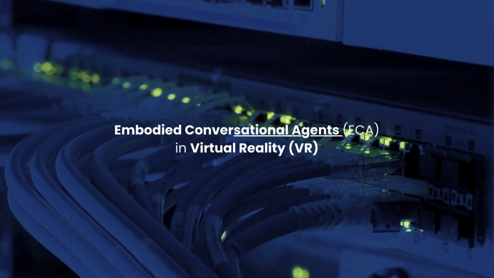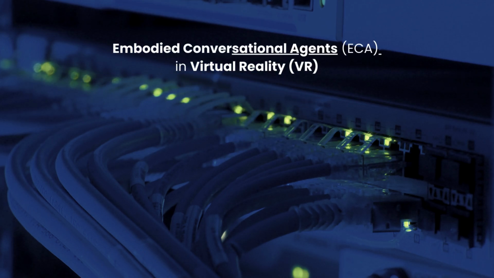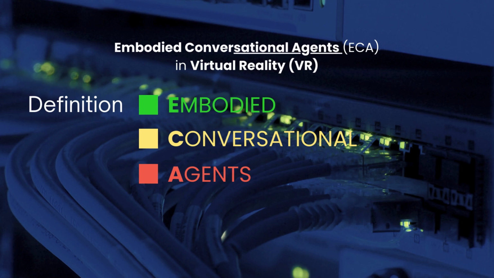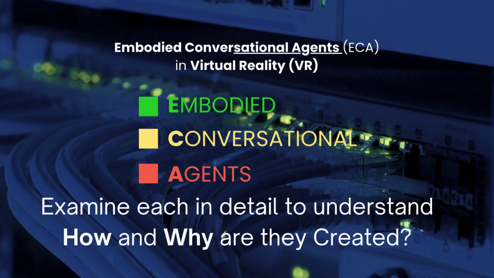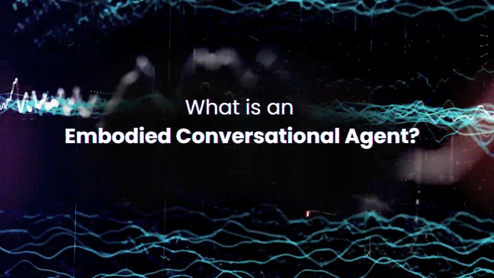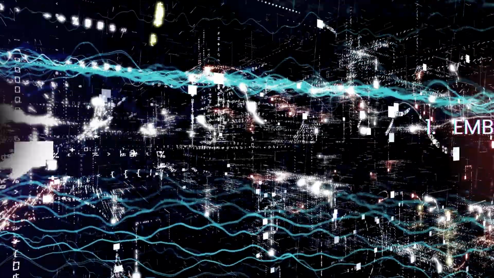This short information video is on the topic of Embodied Conversational Agents, or ECAs, in virtual reality. In this video, we will first explain what an ECA is by examining the terms embodiment, conversational, and agent in turn. Following this, we will examine each of these in more detail to understand how and why these agents are created. So let's first try to understand what an ECA is by examining the name itself.